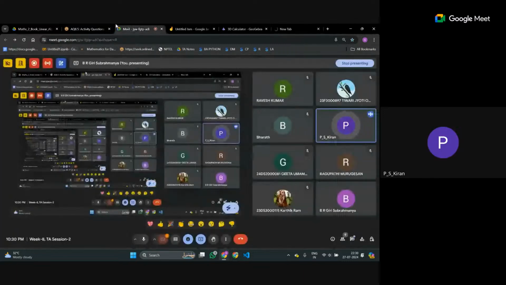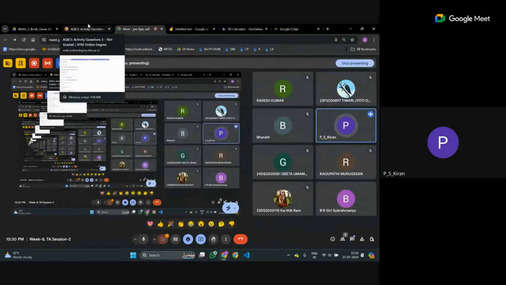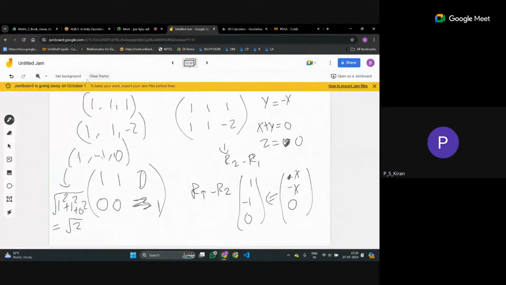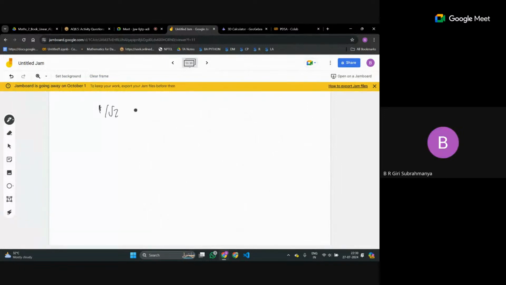We can take 1 by root 2, 1 by root 2 and 0 as the first column. For the second column, we can take 1 by root 2, minus 1 by root 2 and 0. Can you write it column-wise? The first one is 1 by root 2, 1 by root 2, 0. The second one is 1 by root 2, minus 1 by root 2, 0. And the third one is 0, 0, 1.